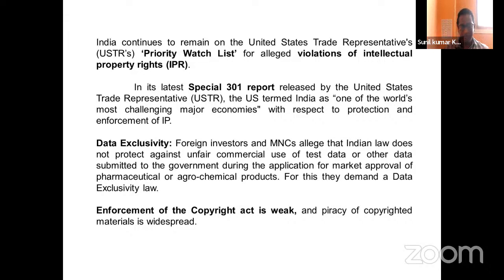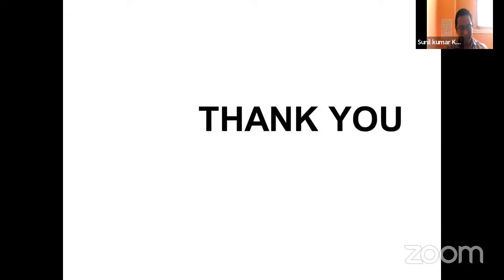The enforcement of the Copyright Act is weak, and that can be strengthened through these IPR issues and TRIPS communication. Thank you.